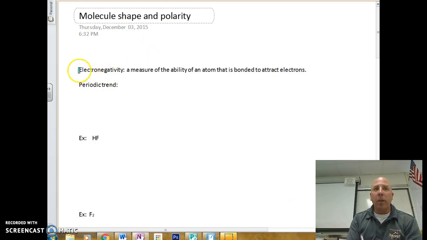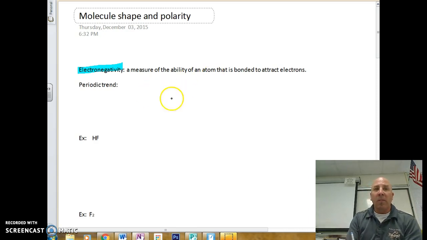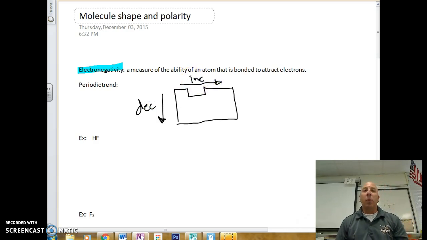This is just a reminder that we've talked about electronegativity before. Electronegativity is the ability an atom has to attract electrons towards it when it's bonded with another atom. We're sharing electrons, but not necessarily sharing those electrons equally. As a reminder, looking at a rough sketch of the periodic table, as we go down the periodic table, electronegativity, this ability to attract electrons when bonded, decreases, and it increases to the right.